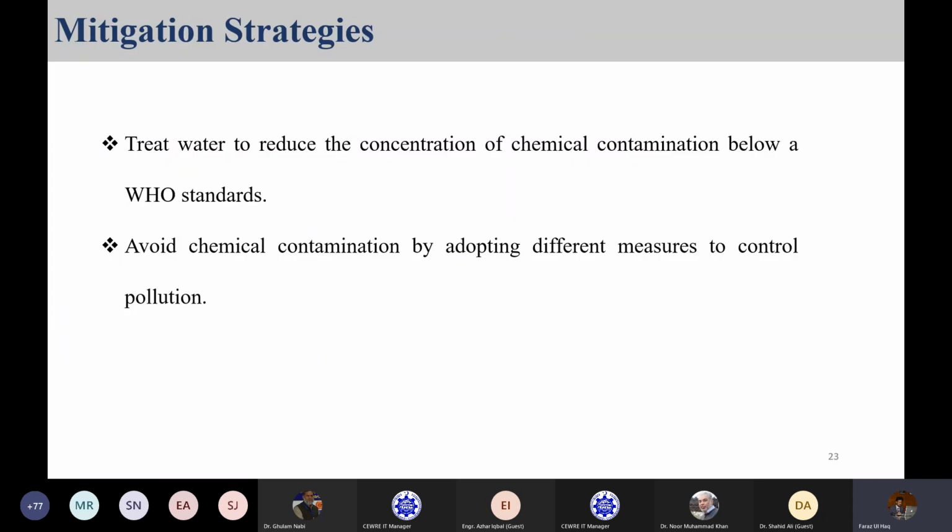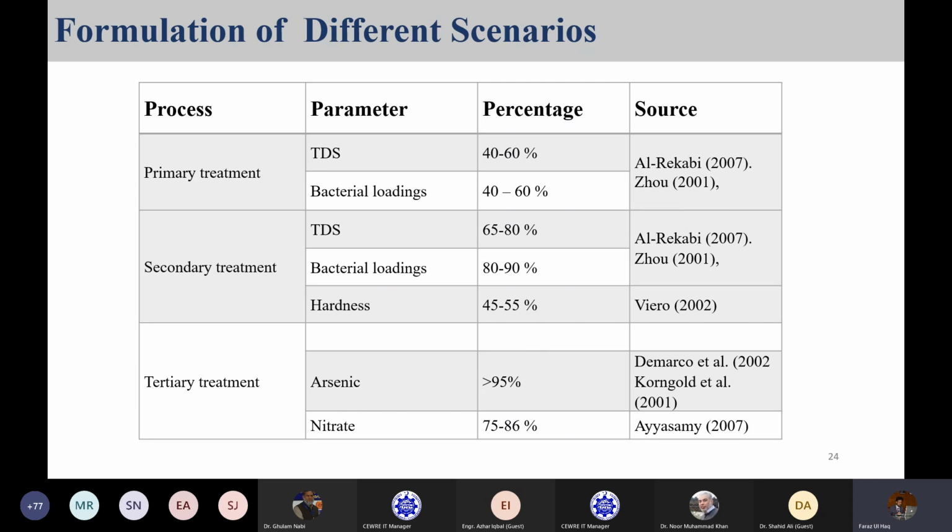Here are the mitigation strategies. We devise the strategies based on 2 criteria. First of all, by treating the water to reduce the contamination of the chemicals below WHO standards or the standards that are assigned internationally. Second one is by avoiding the chemical contamination, adopting the control measures. The best part is to control the pollution at the source. Here is the formulation of the scenarios for treating the water quality, and their percentages we discussed here.